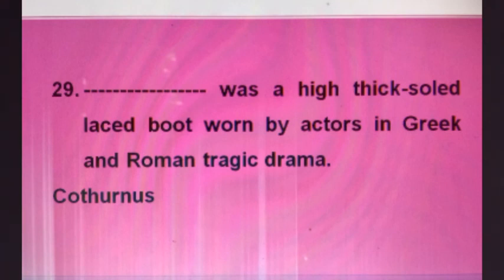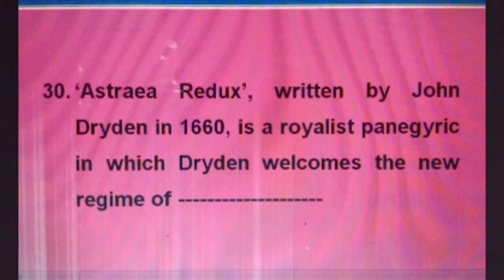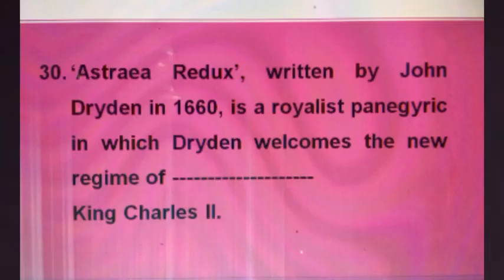Now the last question. Astraea Redux, written by John Dryden in 1660, is a royalist panegyric in which Dryden welcomes the new regime of Dash. Answer: King Charles II. Astraea Redux, written by John Dryden in 1660, is a royalist panegyric in which Dryden welcomes the new regime of King Charles II.